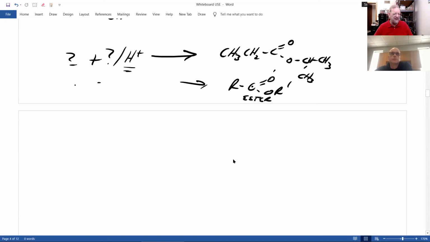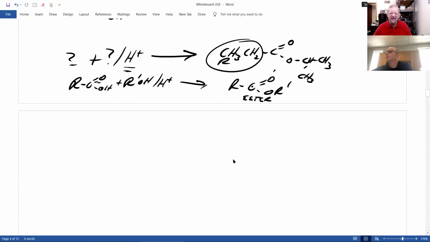And how do we make an ester? We react the carboxylic acid plus an alcohol with acid catalyst. And what's my R group? Ethyl. What's my R prime? Isopropyl.